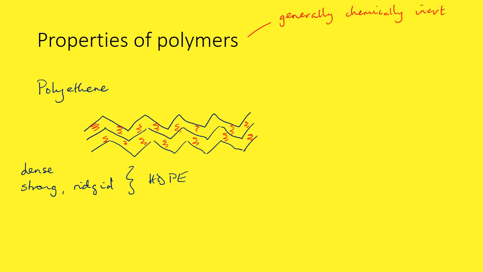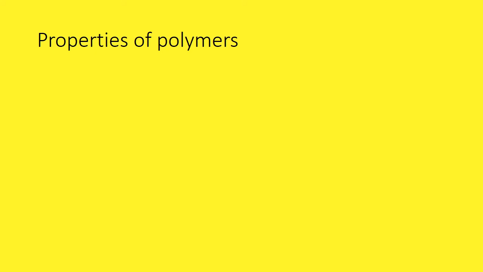You can make low density polyethylene by changing the reaction conditions and introducing branches which separate the molecules. But high density polyethylene is an example of strong rigid plastics where the polymer chains are closely packed together. So next we're going to have a look at the opposite of high density polyethylene, where the polymer chains can't pack so closely together. So in this case, let's have a look at polystyrene.